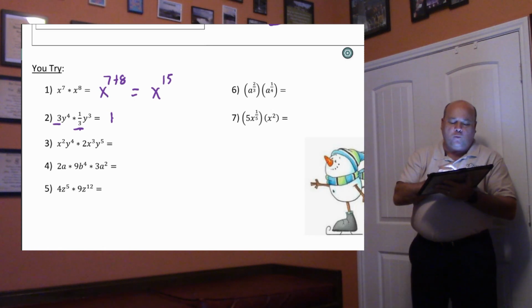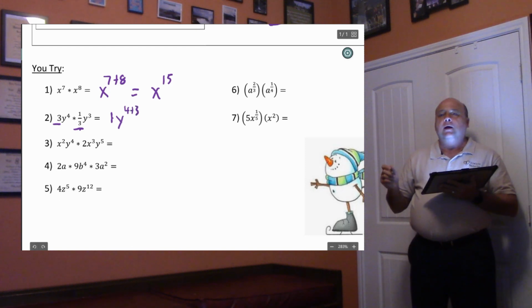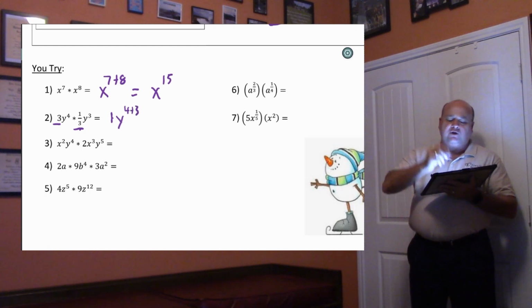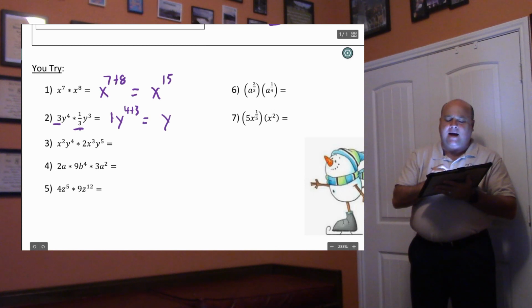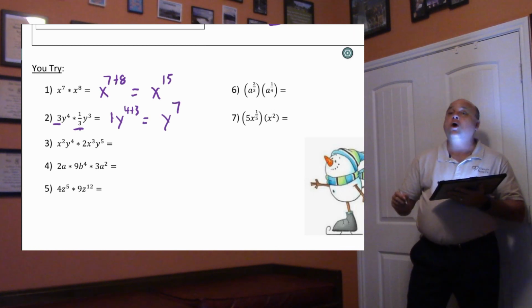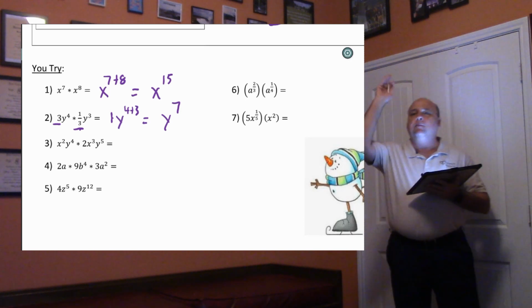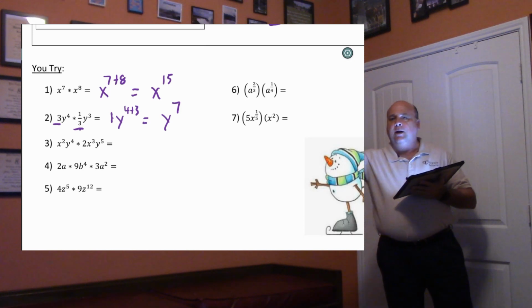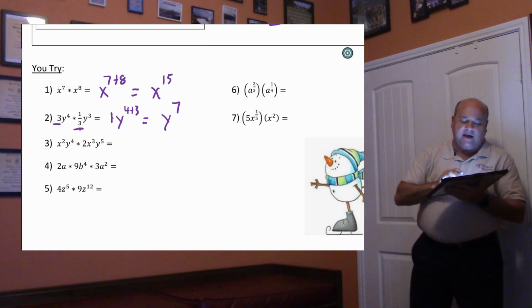My letter is Y, and then I'm going to add up 4 plus 3. Now then, I don't need the 1, so I'm going to drop it. My letter is Y, and 4 plus 3 is 7. The answer would be Y to the 7. Remember, sign, number, letter, exponent. Let's go to the next one.